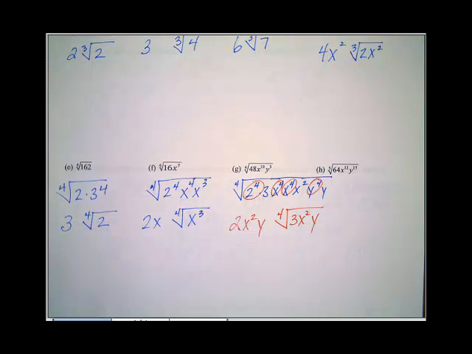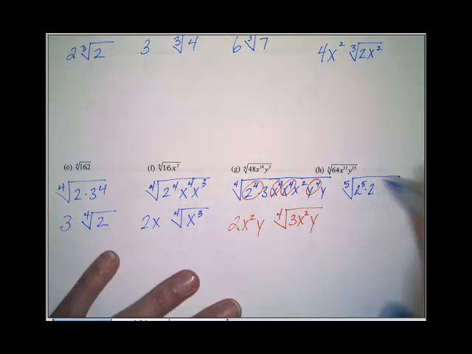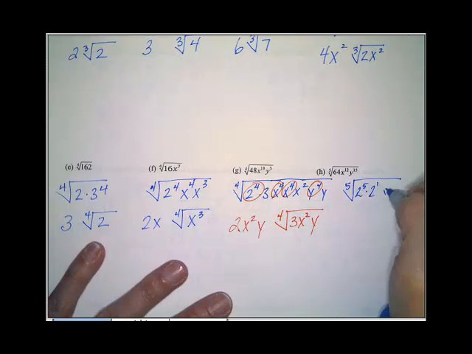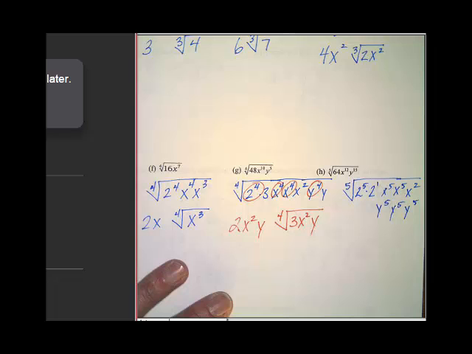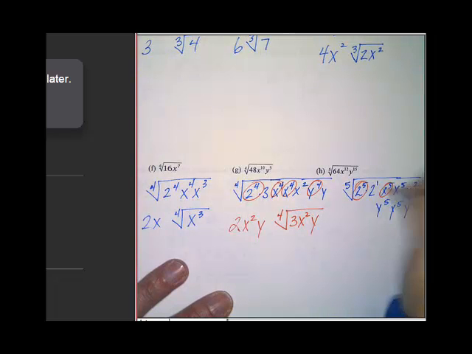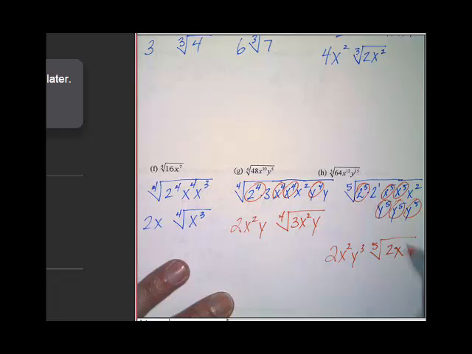And the last one, 64, is 2 to the 6th. Oh, this time we're doing a fifth root. So 2 to the 6th is 2 to the 5th times 2. Then I have x to the 5th times x to the 5th times x to the 2nd. Y to the 5th, y to the 5th, and y to the 5th. So this one comes out front, this one, this one, this one, this one, this one. So I have 2 x squared y to the 3rd, fifth root of 2x squared.